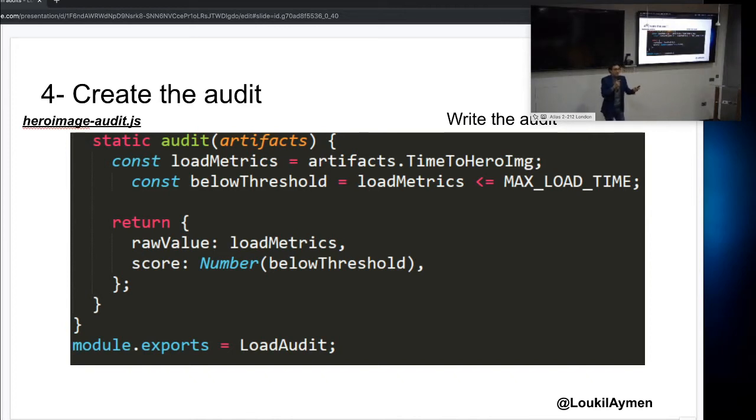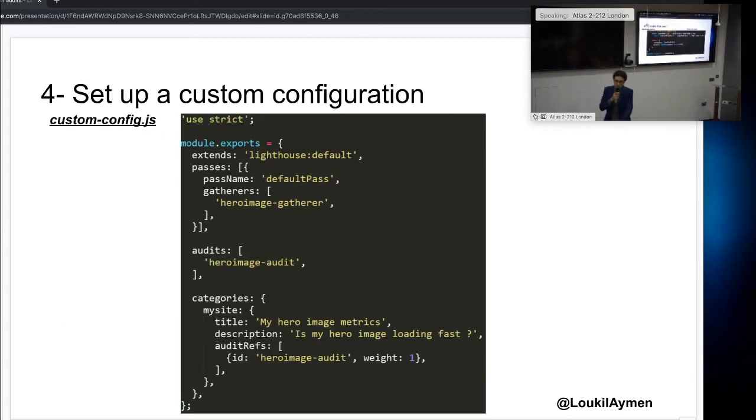Clear? Okay. So the gatherer sends the data to the audit, and the audit sends the data to the configuration for report generation. Here we are just creating an extension of the default configuration. So we are creating a custom config file. We say that we want Lighthouse to run the default audits as well, and we specify our gatherer ID and our audit ID.